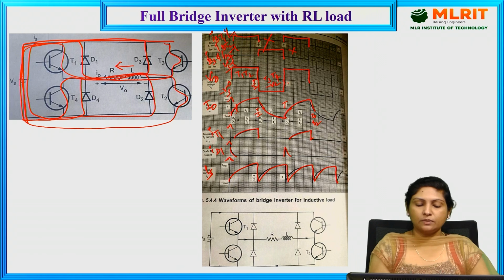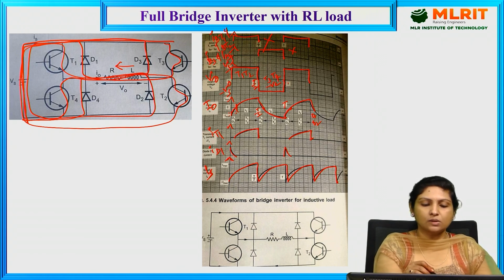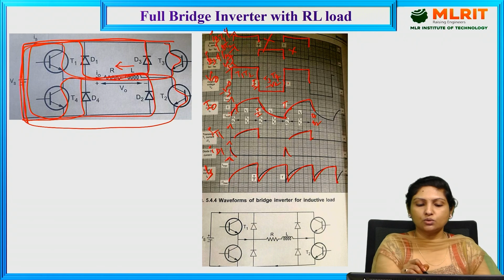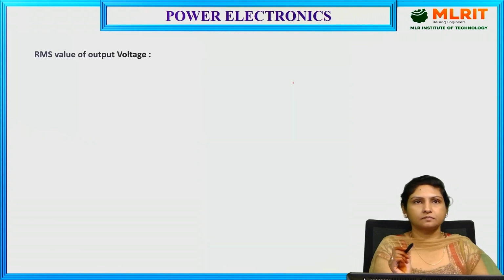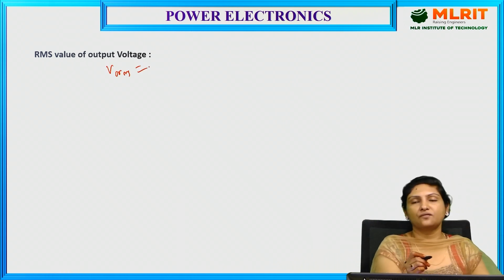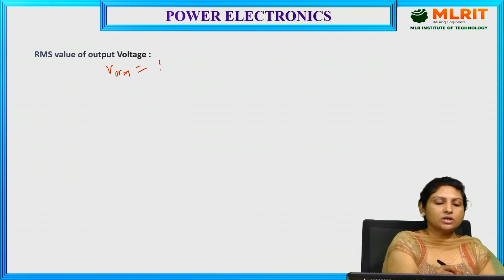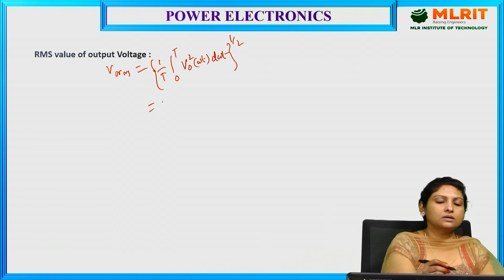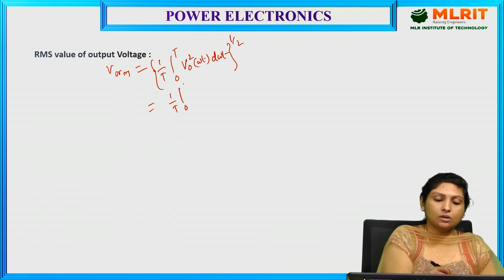And if you observe the limits, the magnitude is Vs, and it is conducting from 0 to T by 2, and the negative half cycle is conducting from T by 2 to T. Let us examine the V0 RMS expression for the single phase full bridge inverter. The general formula is (1 by T, integral 0 to T, V0 square of omega T, d omega T) whole to the power of 1 by 2. And here, with magnitude Vs, it is (Vs square of omega T, d omega T) whole to the power of 1 by 2.